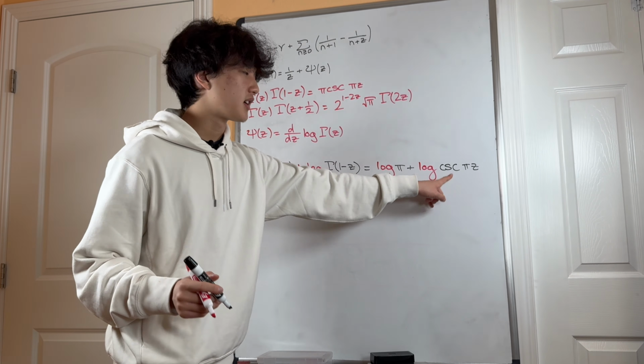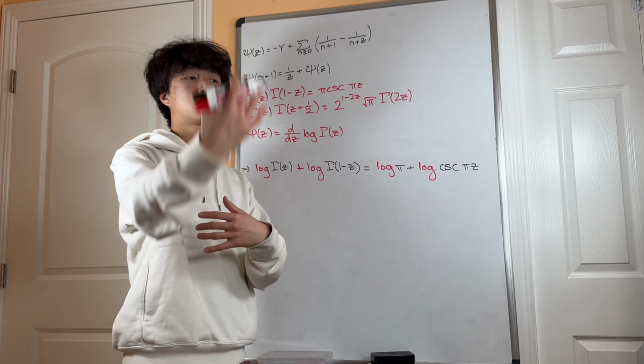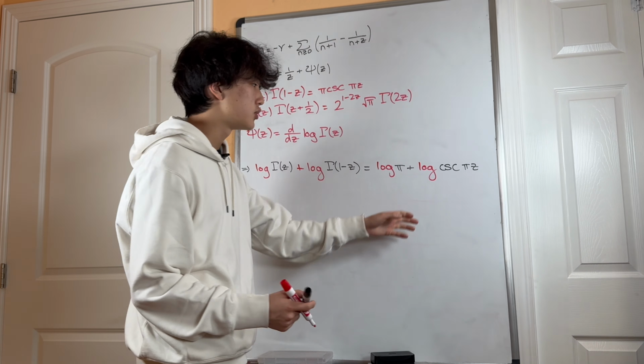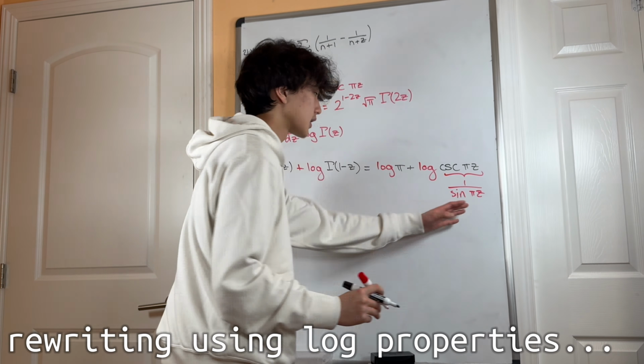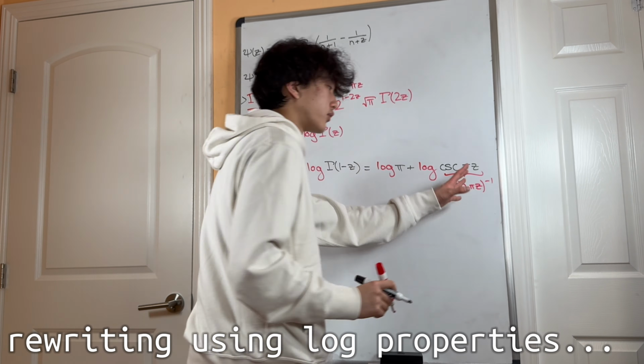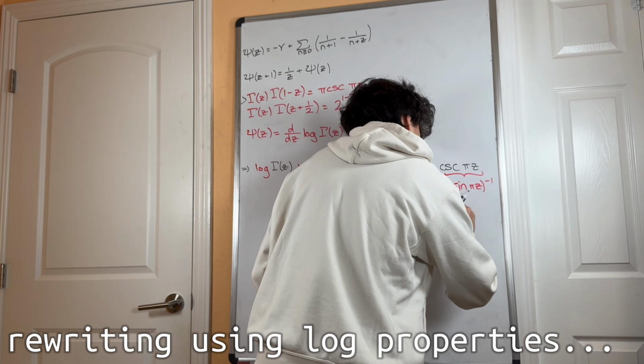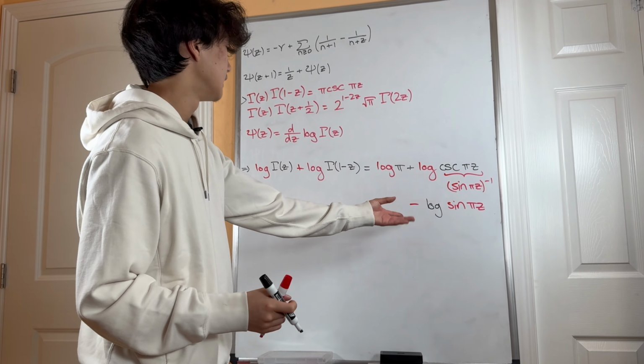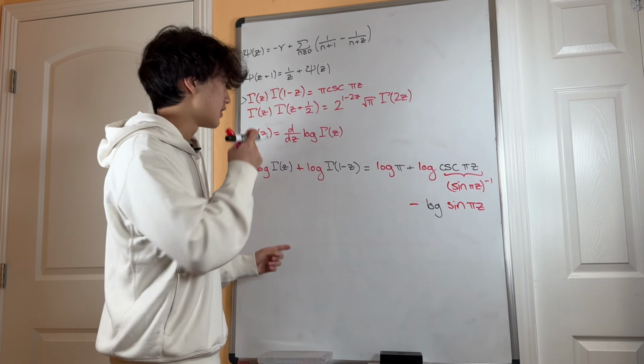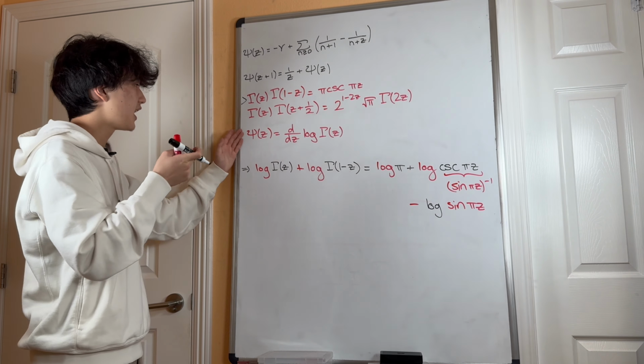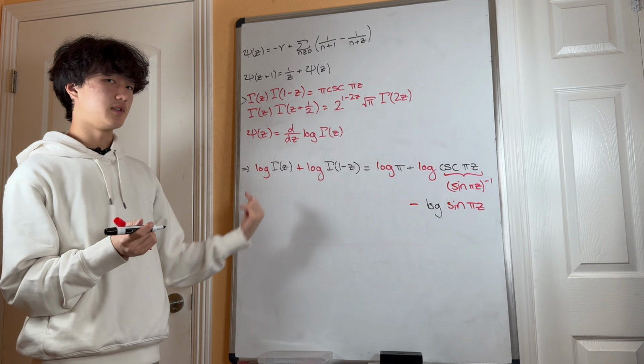Really quickly, we know that the cosecant function is just the reciprocal of the sine. So what you can do is rewrite it, and this is what we have so far. Next, to achieve the digamma function, we just have to take the derivative. So let's do that.